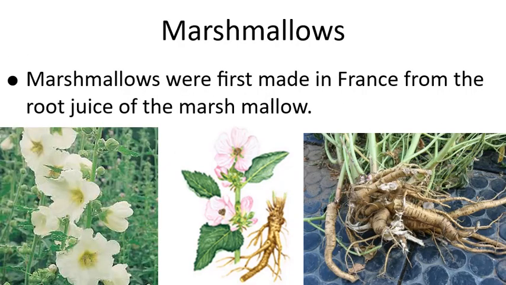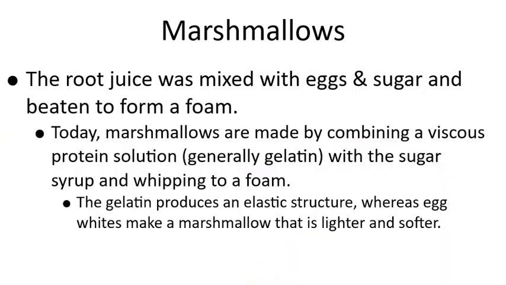Marshmallows were first made in France from the root juice of the marshmallow plant. Like their name suggests, the marshmallow grows naturally in marshes. The marshmallow root juice was mixed with eggs and sugar and then beaten to form the foam. Today, marshmallows are made by combining a viscous protein solution, generally gelatin, with the sugar syrup and whipped into a foam. The gelatin produces an elastic structure, whereas egg whites make a marshmallow that is lighter and softer.